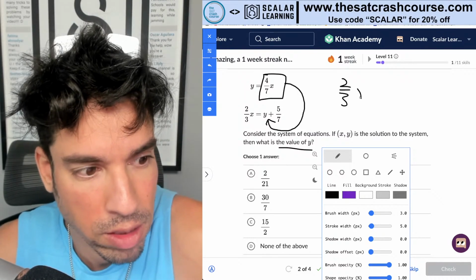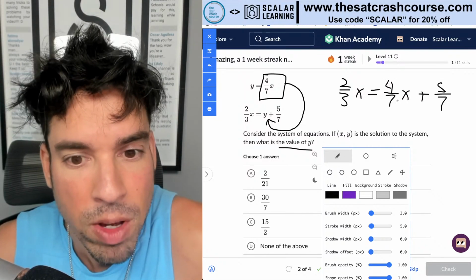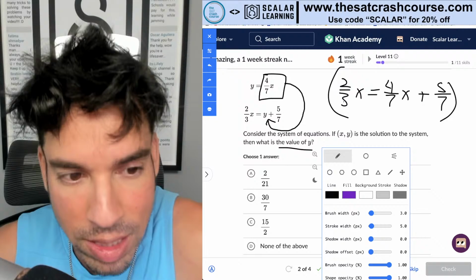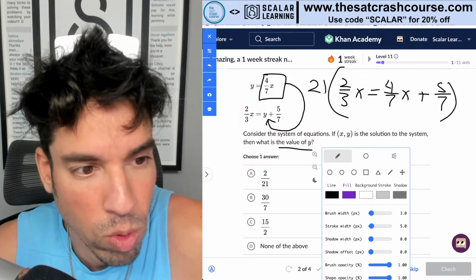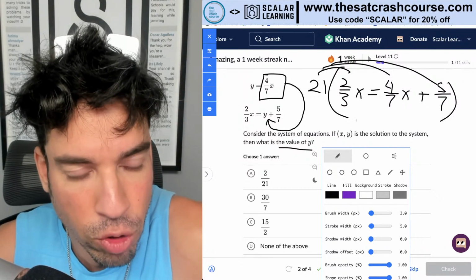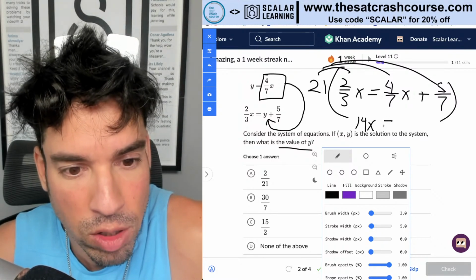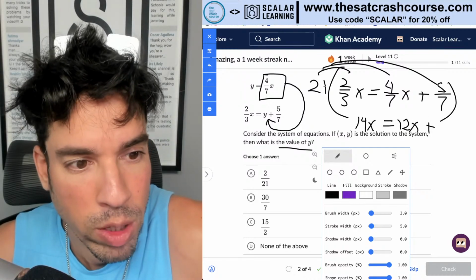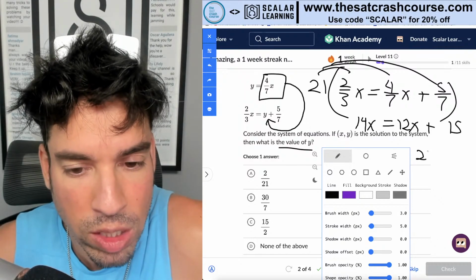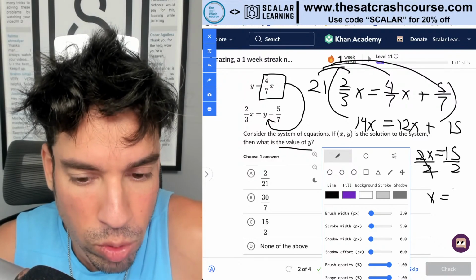So we got 2/3 x equals, instead of y, 4/7 x plus 5/7. I don't like these denominators and fractions, so I can get rid of all of them by multiplying by the least common multiple of 3 and 7, which is 21. 21 divided by 3 is 7 times 2 is 14x. 21 divided by 7 is 3 times 4 is 12x. And then 21 divided by 7 is 3 times the numerator 5 is 15. Minus 12x from both sides, we get 2x equals 15. Divide by 2, divide by 2. X equals 15 over 2.